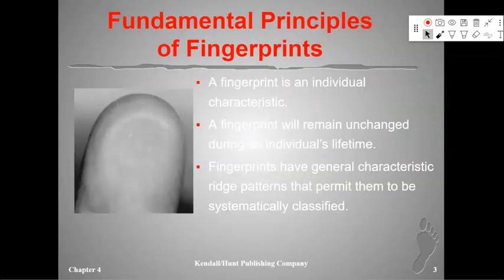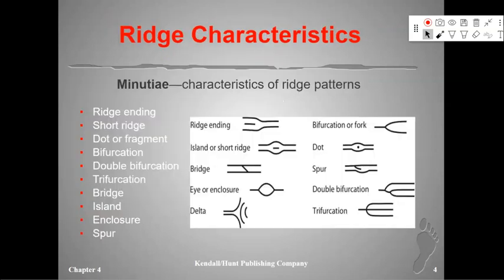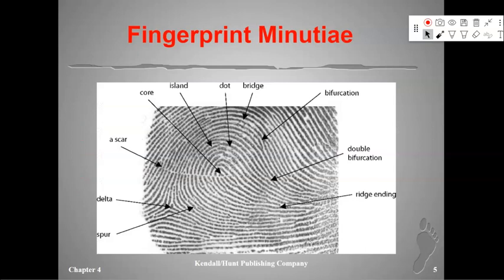So fundamentally, it's an individual, right? As far as we know, no one has the same fingerprints. They stay the same your whole life, and they have ridge patterns, which allows us to classify them and compare them to each other. So these ridge patterns or ridge characteristics, sometimes called friction ridges, we call them minutiae. So these are these characteristics, and you can see what they look like in these drawings. And here's what they look like on a real print.